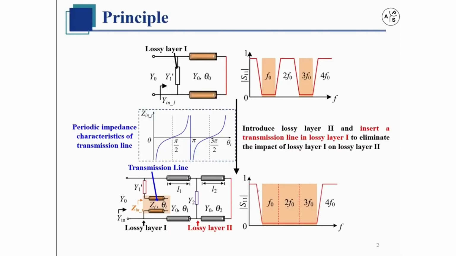A conventional absorber absorbs electromagnetic waves at the fundamental frequency, f0, and the third-order mode frequency, 3f0, while reflecting the waves at 2f0. To achieve a wide absorption band, lossy layer 2 can be added to eliminate the reflection at 2f0. However, the presence of lossy layer 1 weakens the absorbing ability of lossy layer 2. To address this, an open-ended transmission line can be inserted in lossy layer 1, operating in a half-wavelength mode. This modification allows for the realization of infinite impedance and ultimately leads to the achievement of a wide absorption band.